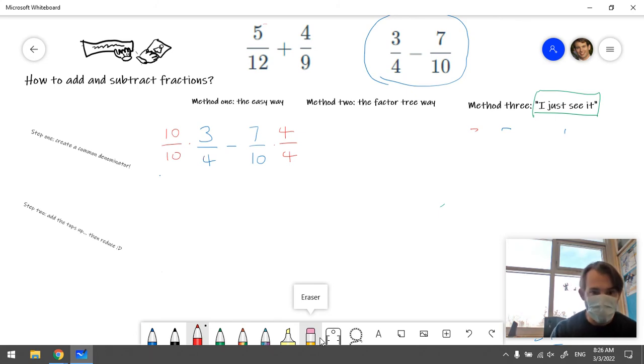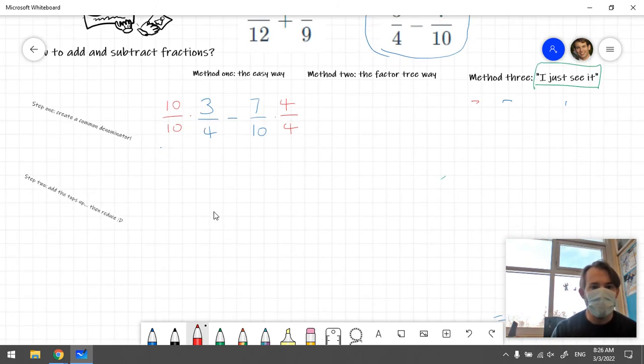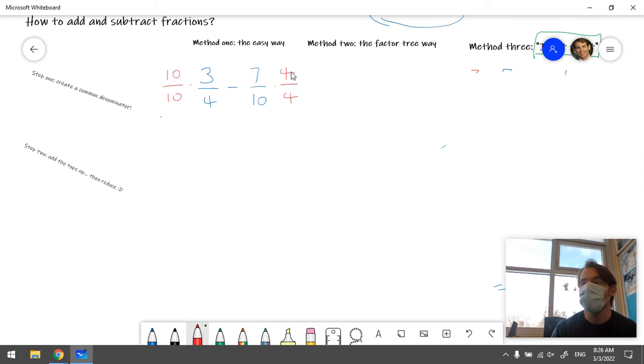Fine. So let's go. And I can see that here because this is going to give me 30 and this is going to give me 28. Cool. Now, I put an equal sign. This means the next thing I'm going to write is equal to what's above. So 10 times 3 is 30 over 10 times 4 is 40, minus 7 times 4 is 28 over 10 times 4 is 40. Hooray, common denominator. Notice that the minus just follows me down. That's the only difference between add and subtract here.